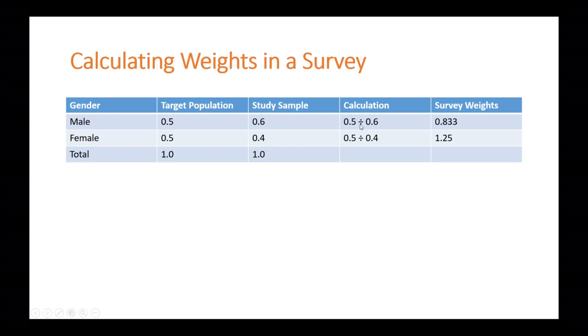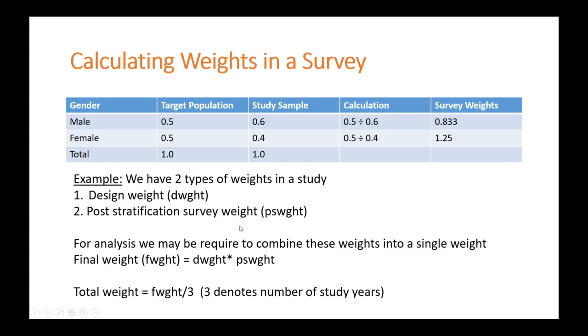So if you have to do a calculation of a survey weight, you will see that the survey weight for males is 0.83, whereas the survey weight for females is 1.25. So basically, this is how weights are calculated. What we are doing here is compensating for this oversampling, or over-representativeness of one particular group compared to the other, which is males compared to females. So this is an example.